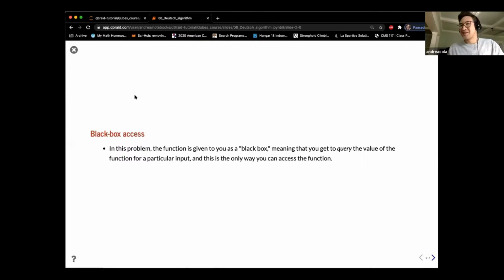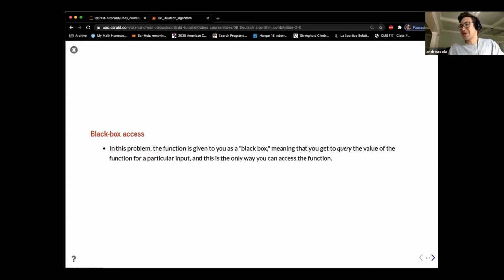Okay. So now in this problem, you're given f and you determine whether it's constant or balanced. Now, what does it mean to be given f? In what way are you given f in this problem? Obviously, you can't be given the whole description of f, because then you just look at the description and you can tell which is the case, right? The point is, in this problem, you're given f in a very particular way.